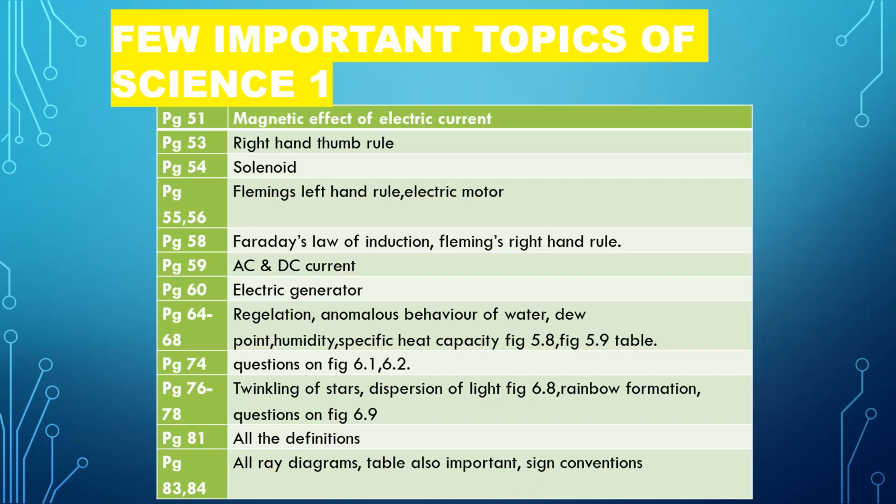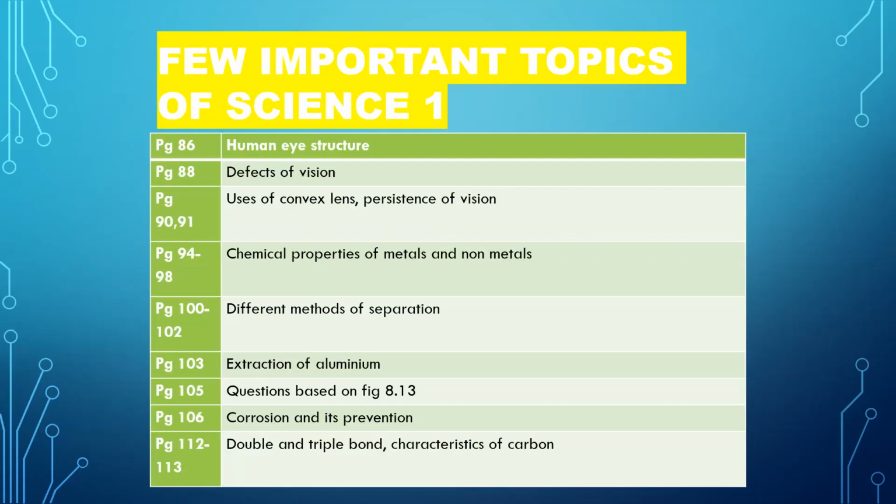Okay, this you have to do, it's very important. Then page number 86, human eye structure. Page number 88, defects of vision. Page numbers 90 and 91, uses of convex lens, persistence of vision. See students, on defects of the human eye, defects of vision, and uses of convex lens, the question always comes. Okay, so learn it by heart.